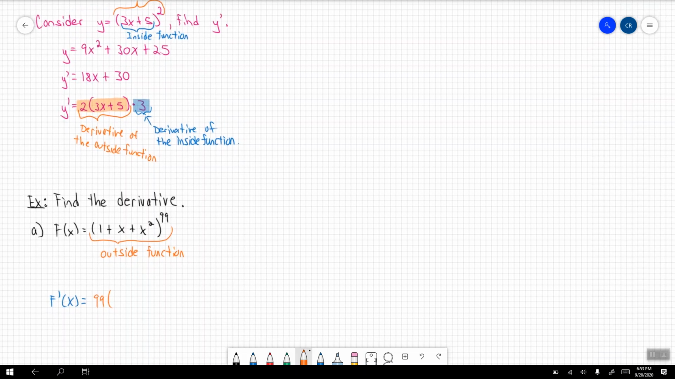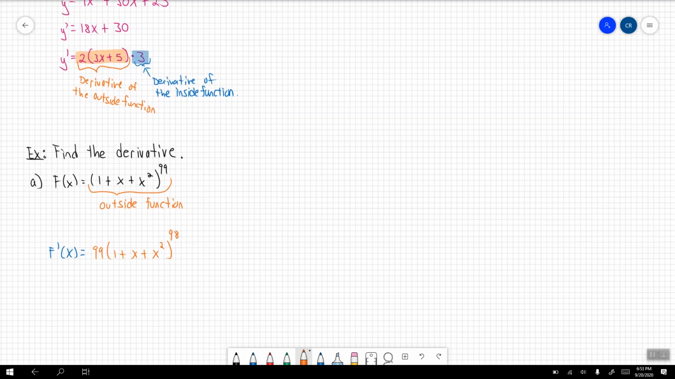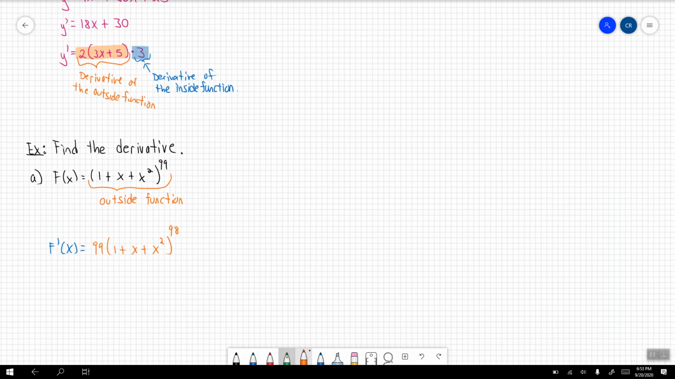So look at the example that we did before. Notice how in the example before, inside of the parentheses, the 3x plus 5 didn't change. It stayed as 3x plus 5. So your inside function, when you're working with the derivative of the outside function, should not change. This means that my inside function stays exactly as is. And we subtract 1 from the exponent to get an exponent of 98. Now we need to multiply by the derivative of the inside function. And that's where this comes in now.